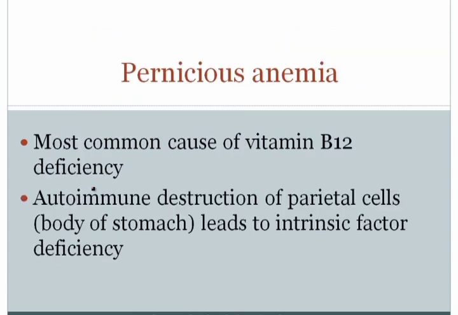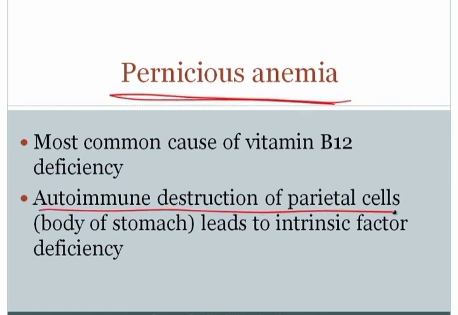The most common cause of vitamin B12 deficiency is pernicious anemia. Pernicious anemia is a disease that arises when there is autoimmune destruction of the parietal cells. Remind ourselves that the parietal cells are present in the body of the stomach and they produce intrinsic factor. Recall that intrinsic factor is necessary to bind vitamin B12 because the ileum recognizes the vitamin B12 intrinsic factor complex, and that is what is absorbed by the ileum. So if there is a loss of the parietal cells, there will be a loss of intrinsic factor. And if there is a loss of intrinsic factor, there will be an inability to take up vitamin B12, and so the patients will become vitamin B12 deficient.